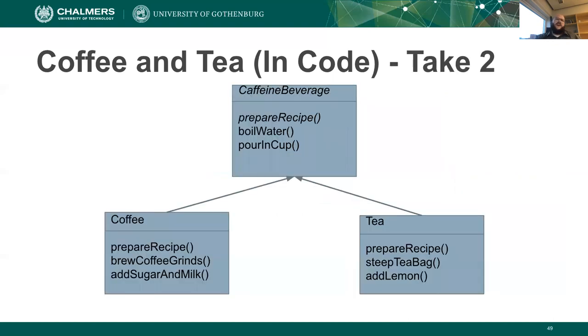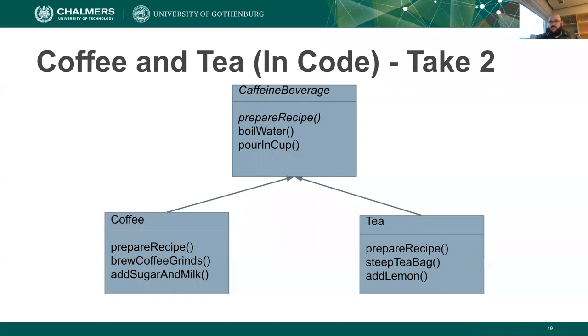So our first redesign might look a bit like this. We have an abstract prepare recipe method that's implemented in each child. We have common methods in the parent. Boil water and pour in cup are common for all of our caffeine beverages. And then coffee and tea implement their own unique steps.